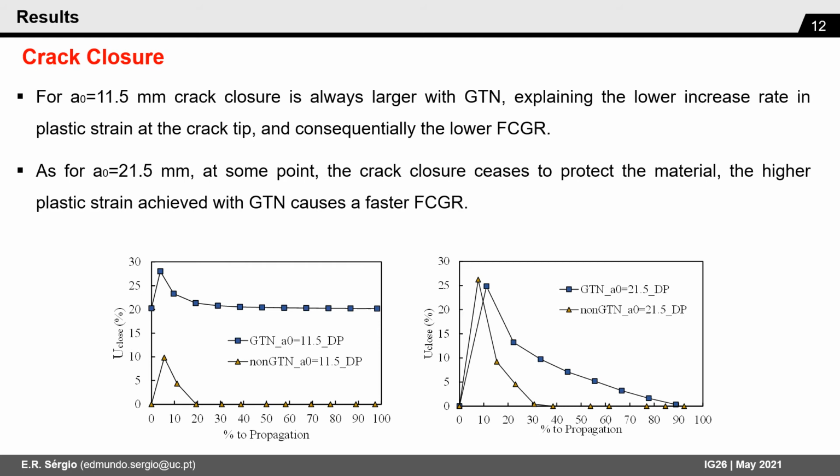Thus, crack closure for 11.5 mm protects the material, reducing the plastic strain accumulation and therefore resulting in a lower DADN. On the other hand, as the crack closure ceases for 21.5 mm, the fragilization induced by the damage model results in a faster buildup of plastic strain and consequently in a higher DADN.